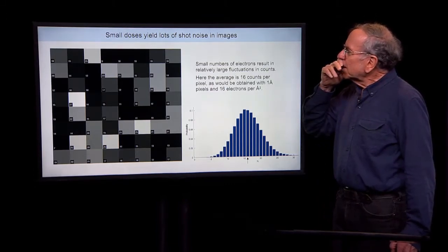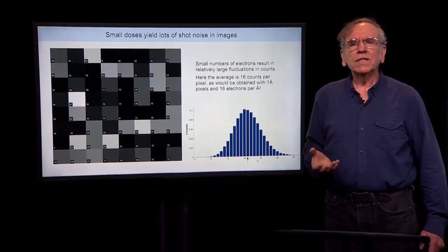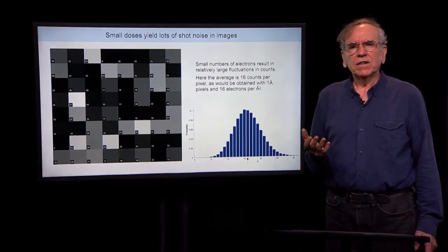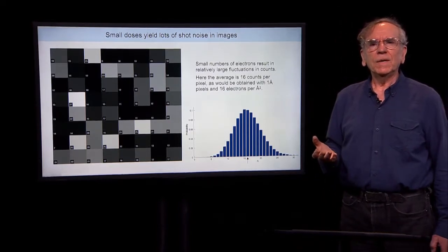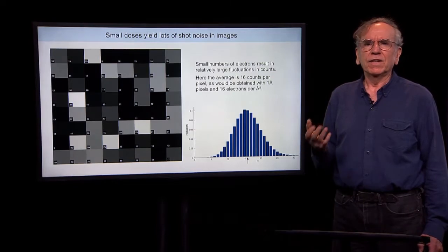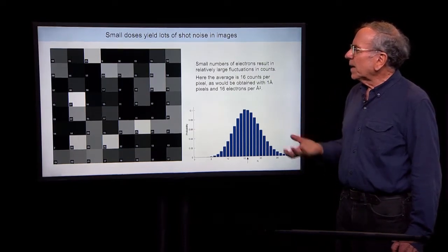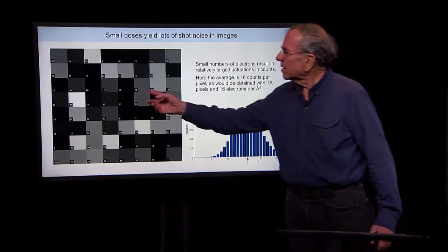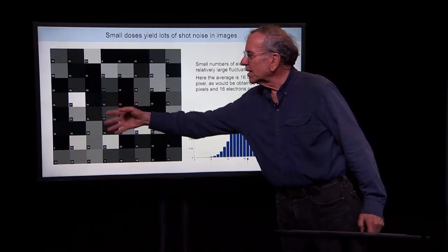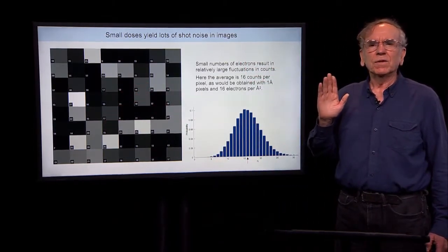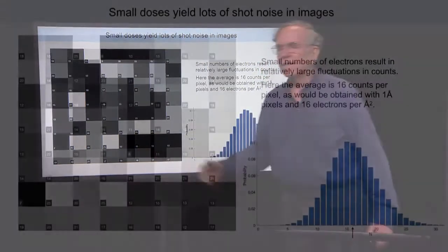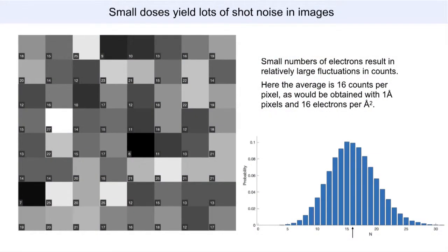And of course, if we are using a small number of electrons, that means our detector is going to accumulate a small number of electron counts. And by counting statistics, that means that there will be a considerable variation even in a field that otherwise would be of constant illumination, just due to counting statistics.